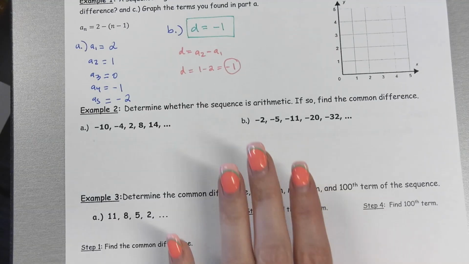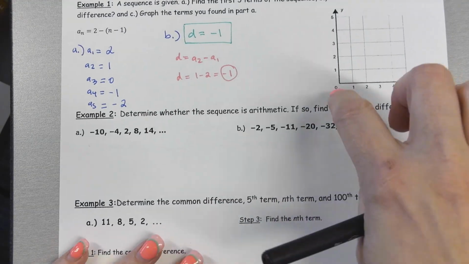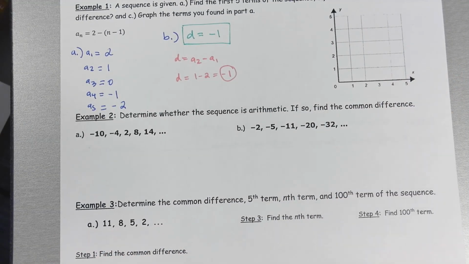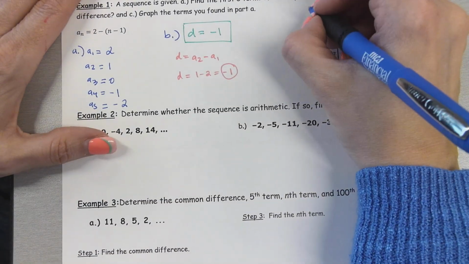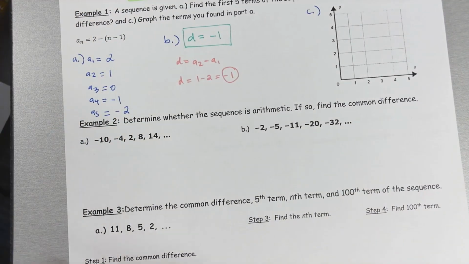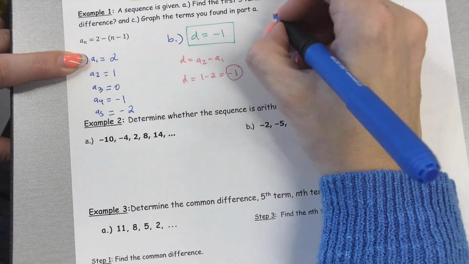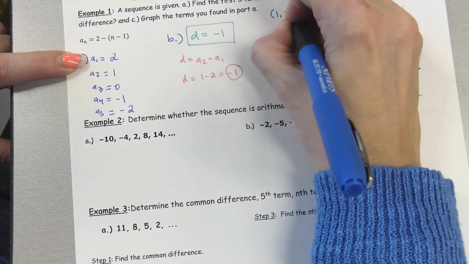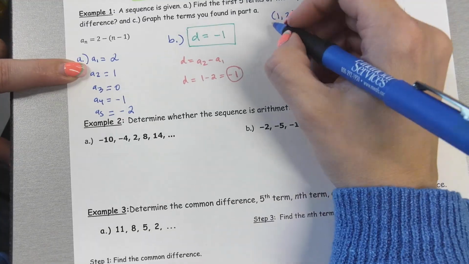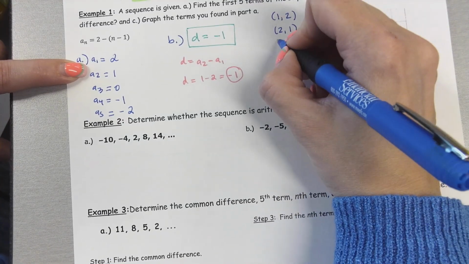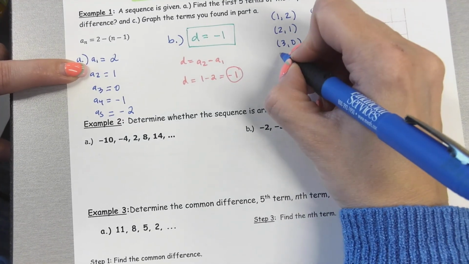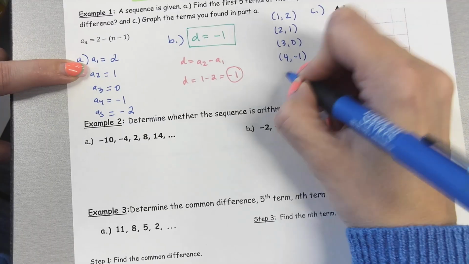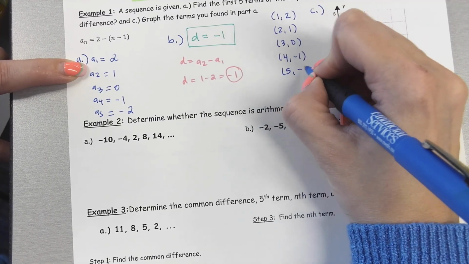Okay, and then in part C, we are graphing the terms that we found in part A. So a point is just the input and the output. So for this, we plugged in 1, our output was 2. So we're going to graph (1, 2), (2, 1), (3, 0), (4, -1), (5, -2).